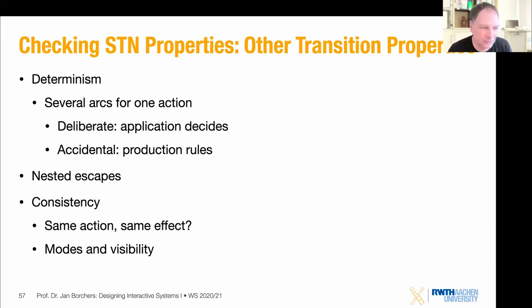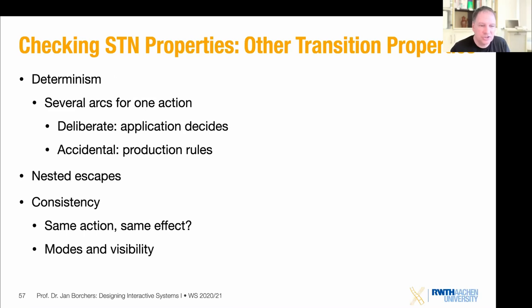For example, determinism. If I have a state in which I have several arcs going off that represent the same action trigger, then I have a non-deterministic automaton. That can be fine, right? It can be deliberate, in which I'm basically saying the application will decide, maybe randomly or because of some other thing that the user cannot control, which arc to go down. But if it's accidental, then I've modeled more something like a production rule, right? It basically depends on random chance which of these two things fires in which order.